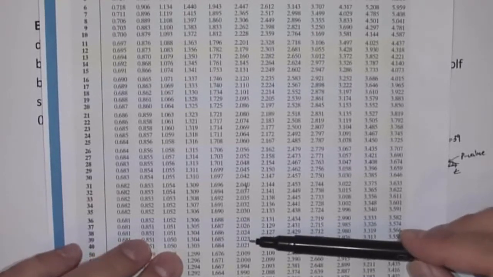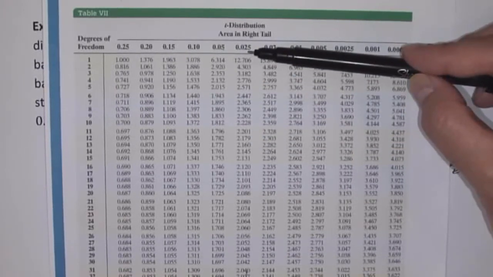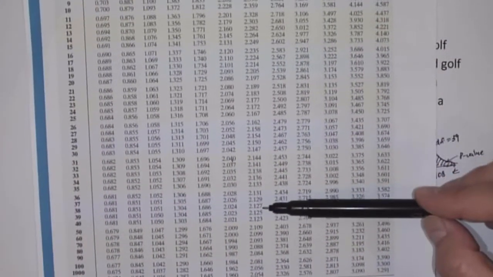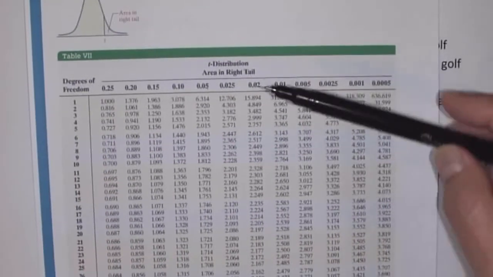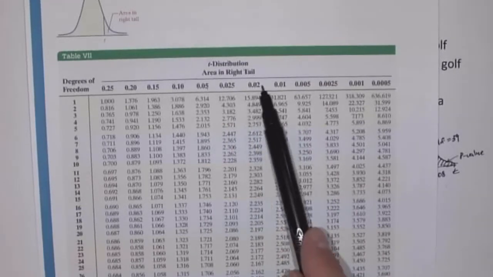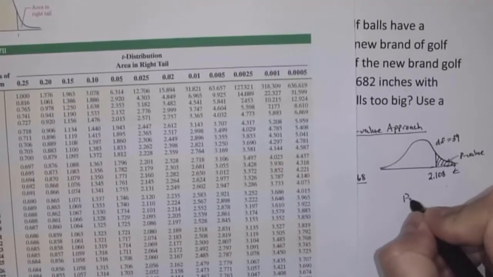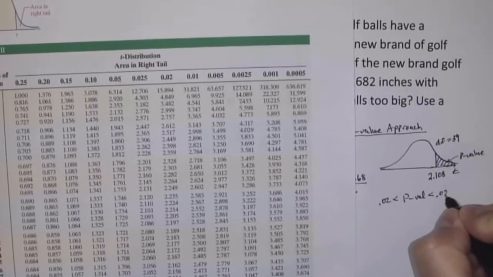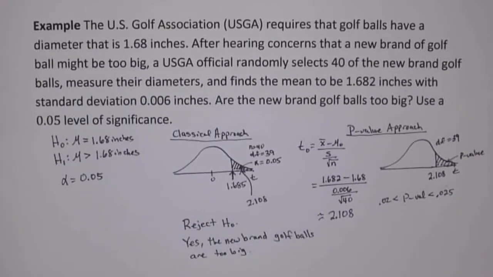Well, 2.023 matches up with an area of 0.025 in the right tail. And 2.125 matches up with an area of 0.02 in the right tail. So what that tells me is the p-value has to be something between these two values. So the most that I can say from the table is that the p-value is between 0.02 and 0.025. Now that's not terrible, but that's also not great. So it would be better to get a p-value more accurate than that.